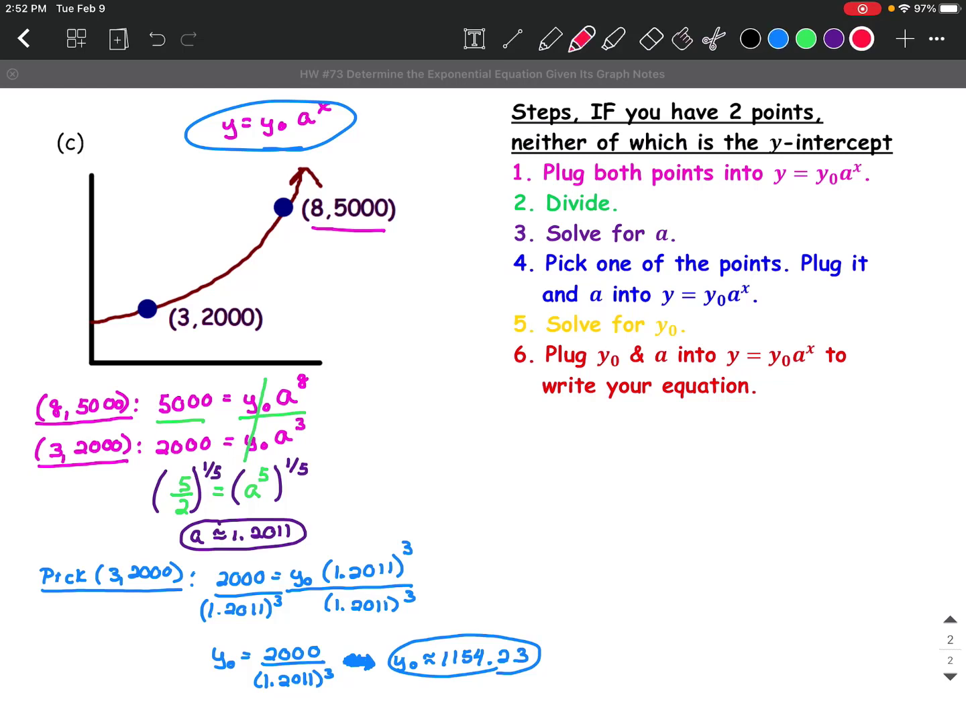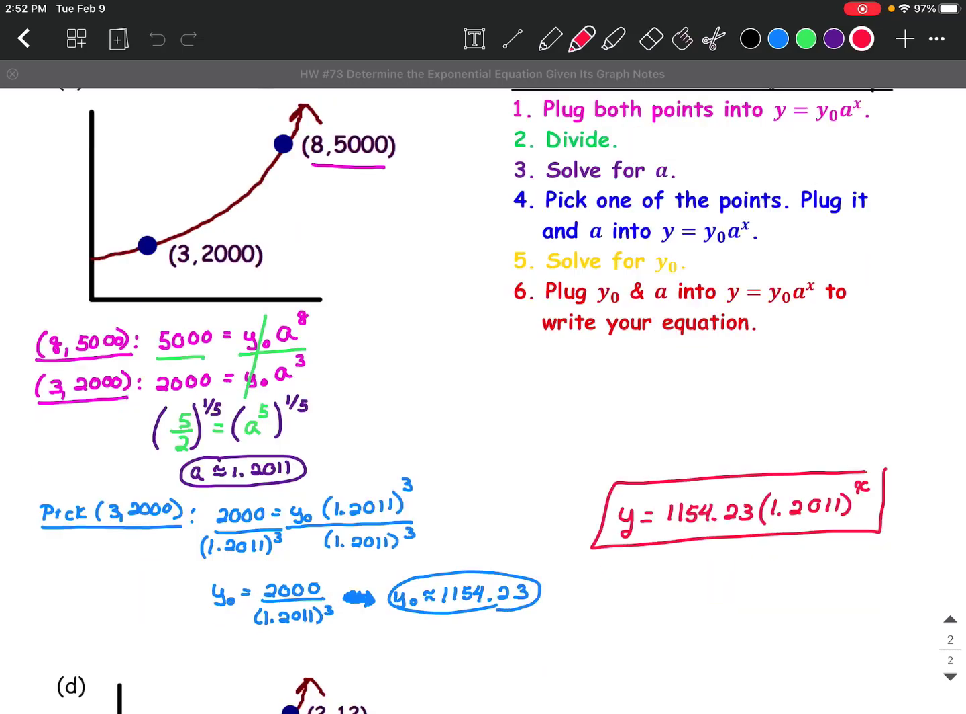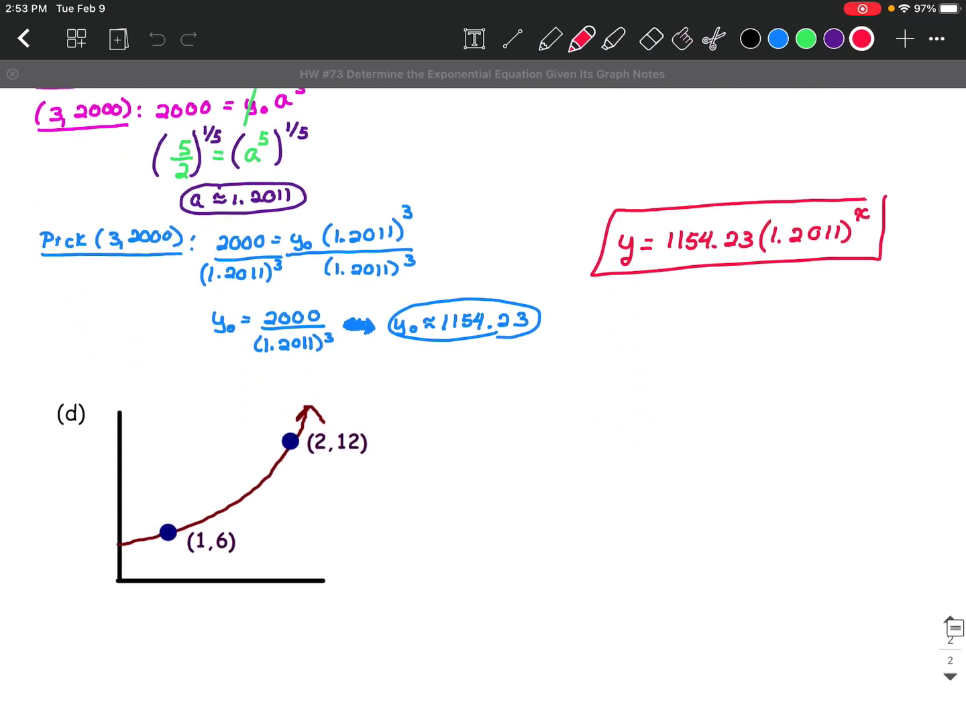Now we're ready to write our equation. So now we know that y equals y naught, which is 1154.23, times a, which is 1.2011, raised to the x. There we go. Let's try one more, and this time we'll use some simpler numbers.